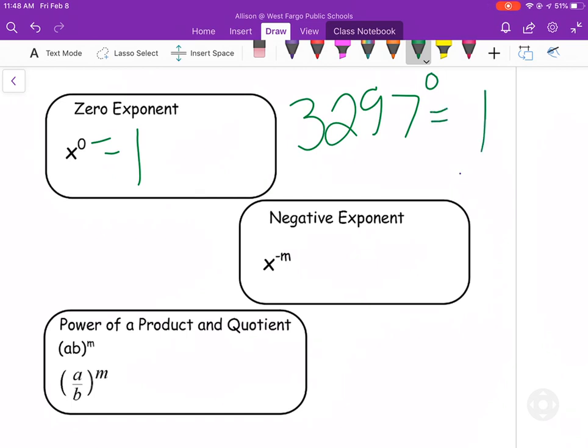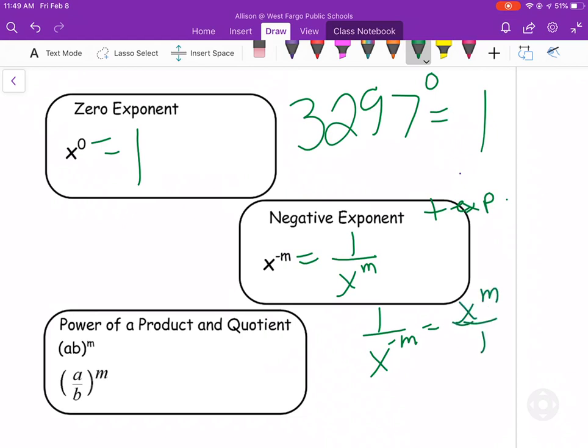Negative exponents, you need to use the reciprocal. So if you have x to the negative 1, you always want to have positive exponents in your simplified answer. And so if you have x to the negative m, you make it positive by moving it to the denominator. So doing the reciprocal and making it positive. If it starts in the denominator as a negative exponent, you move it to the numerator and make it positive.